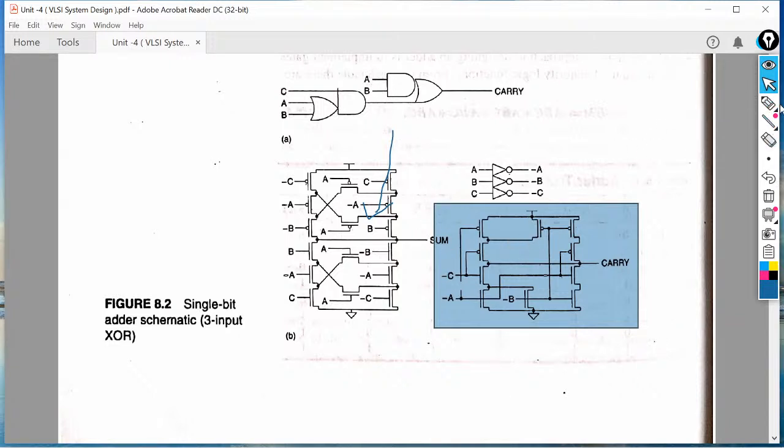Here you can see this a bar. Here you can see a bar is represented as minus a in the circuitry. So where minus c is written, you can understand it as a bar or c bar or b bar. It is already mentioned here. Okay.